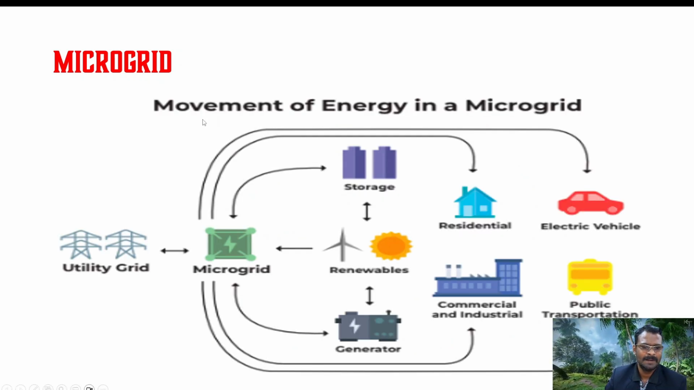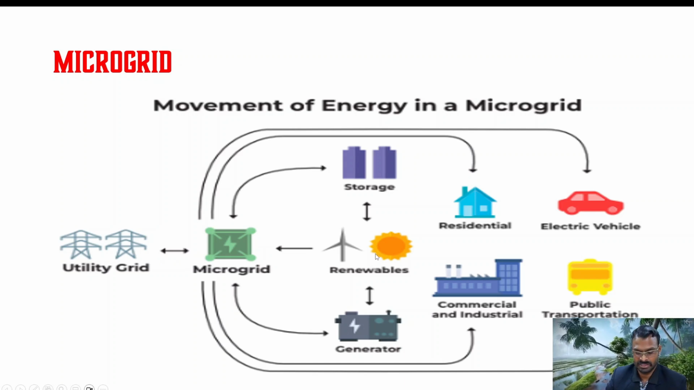This is another picture which explains the microgrid concept. The microgrid has different energy sources, renewable energy sources, generators, and things like that. The energy flows from the generator and renewable sources, and from the controller it goes to the storage like batteries, and then also feeds the residential, electric vehicles, commercial buildings, all those things. In case enough power is not produced, you can consume from the utility grid. In case you have more, you can also give to the utility grid. So this is the energy movement in a microgrid.